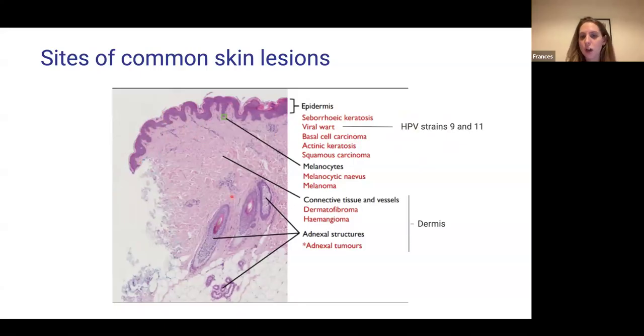Then within your dermis, you need to think of things like dermatofibromas and hemangiomas. So these are kind of benign tumors. And then, of course, you have all of these adnexal structures, which are like hair follicles, sebaceous glands, and so on, that have their own tumors. These are very small print. I wouldn't say you need to know too much about them.